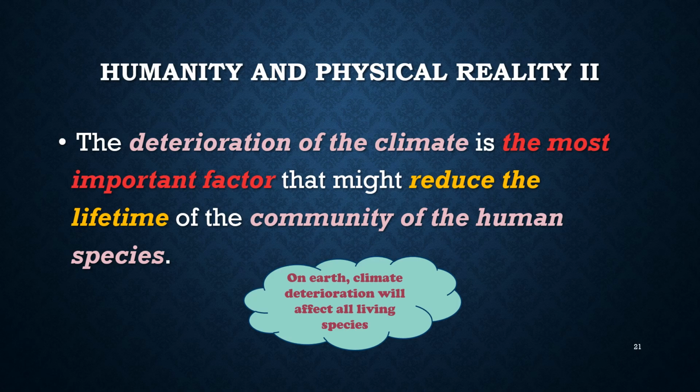The deterioration of the climate is the most important factor that might reduce the lifetime of the community of the human species. On Earth, climate deterioration will affect all living species.